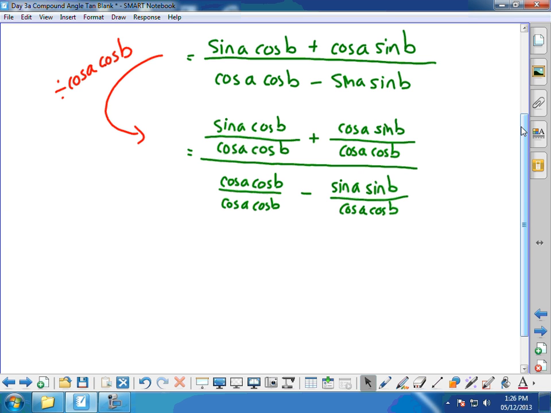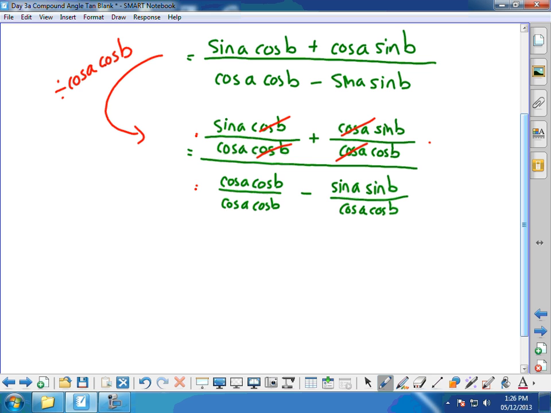All right, if we do this, we'll see that a bunch of stuff is going to cancel, and it's going to make the question a little bit easier. So let's look at the first part up here. We've got sine A cos B divided by cos A cos B. They're both being multiplied by cos B, so those will cancel. In the second term over here, you notice that there's a cos A on the top divided by a cos A on the bottom. Those will cancel.